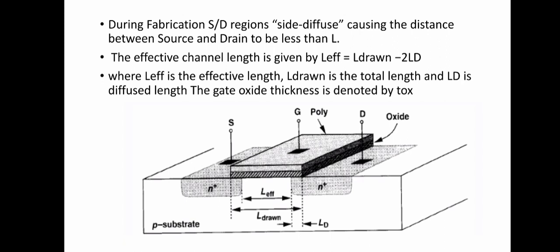That is, the effective channel length is given as L effective equals L drawn minus 2LD. LD is the distance diffused on each side. There are two sides, therefore 2LD, where L effective is the effective length, L drawn is the total length, and LD is called the diffused length. The oxide thickness, that is the gate oxide thickness, is denoted by TOX. L effective is as marked in the structure, and you can also check L drawn and LD.